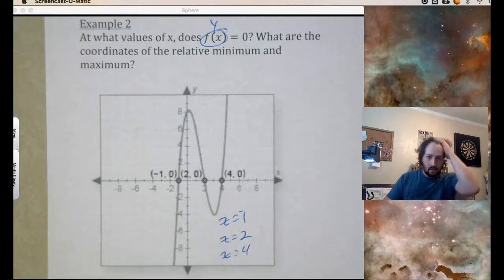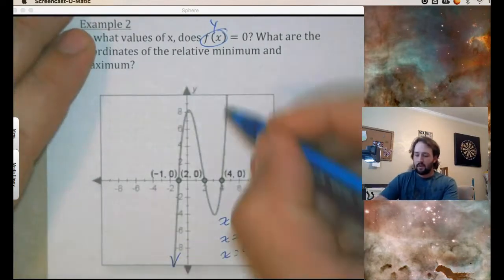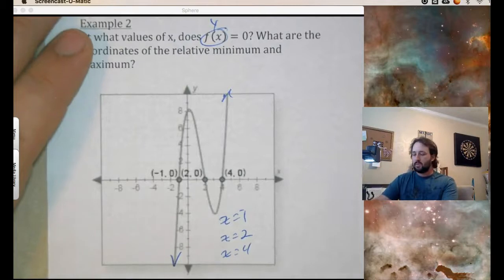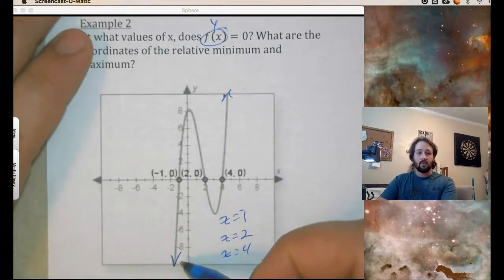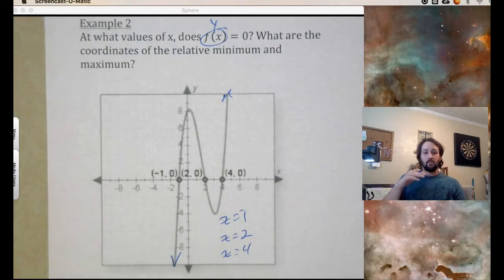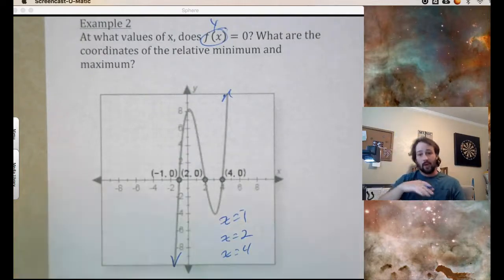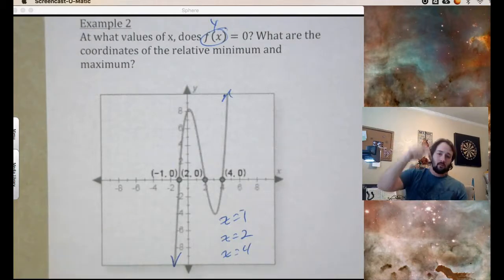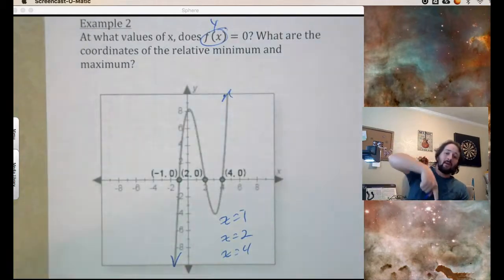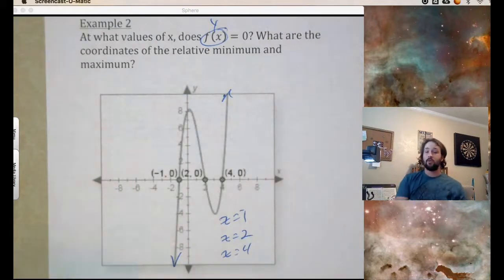All right, and then it says, what are the coordinates of the relative minimum and maximum? So relative all means is relative to the things directly around it. As I follow my function, it goes down forever and it goes up forever. There's also something called the absolute maximum and absolute minimum. The absolute maximum is the very highest point, but since it goes up forever, past our viewing level, there is no absolute maximum. The absolute minimum is the very lowest point, but since it goes down forever, again, there's no absolute minimum.